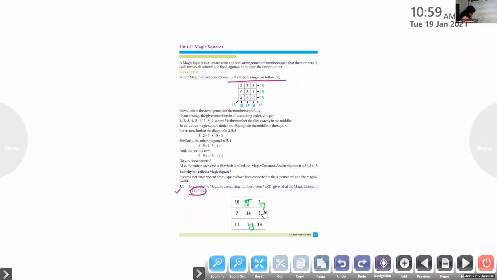Then what about the other one? You have to get 42 there. Here you can find out. 10 plus 11? Ma'am, 21. 21. Good. So 42 minus 21, you will get 21 as answer.